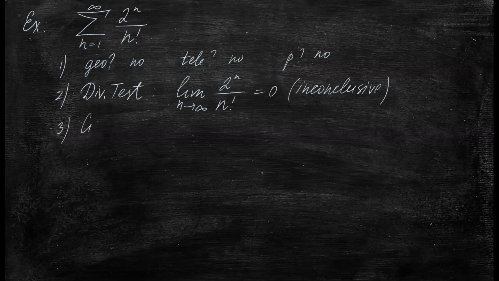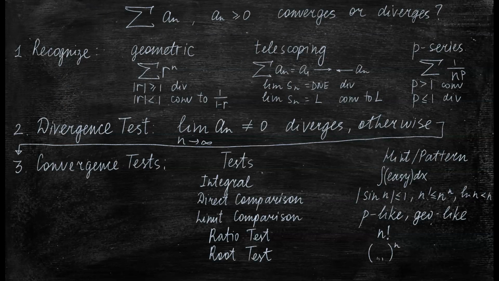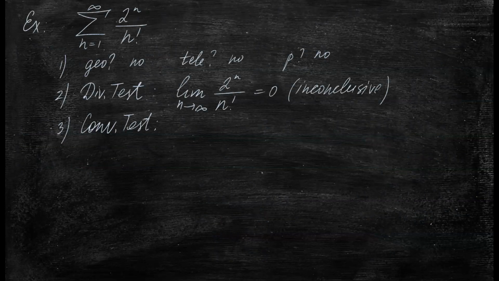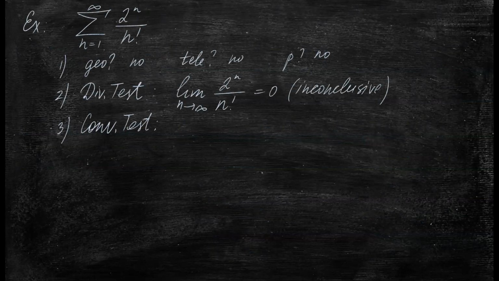Now we're going to pick one of the convergence tests. Which one are we going to pick? Let's take a look at this summary again. We're not going to be able to integrate it because the function is not continuous. Direct comparison test here, probably not a good idea. Limit comparison, no. I recognize the factorial, so I'm going to go for the ratio test here.